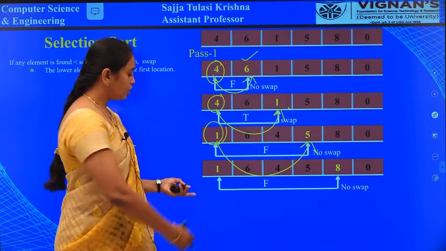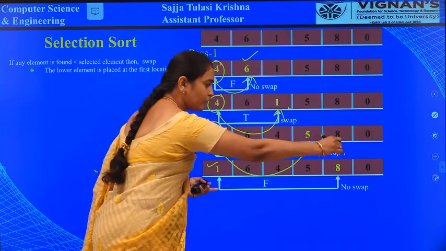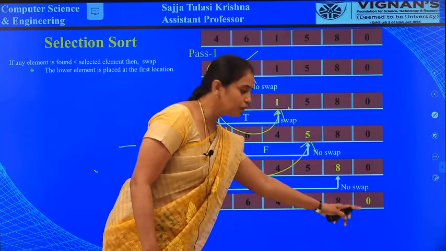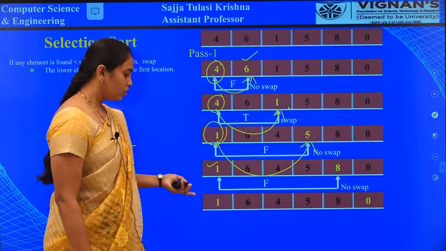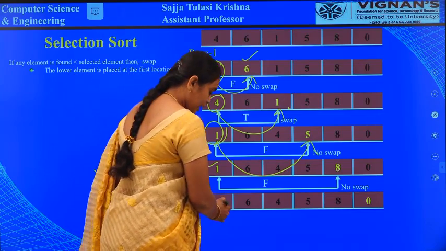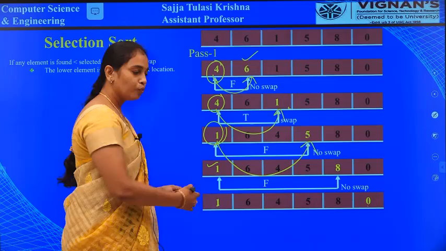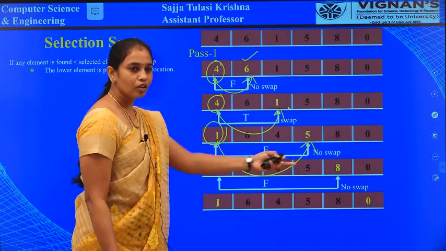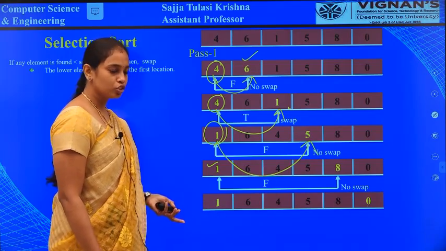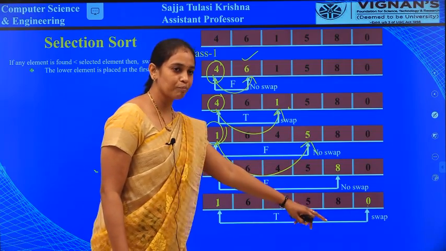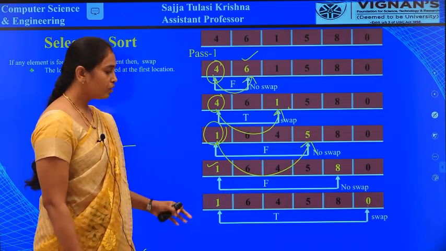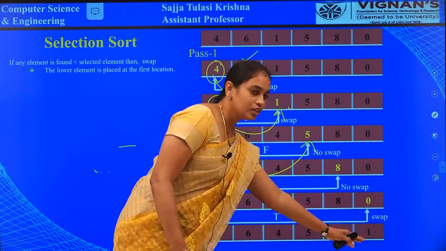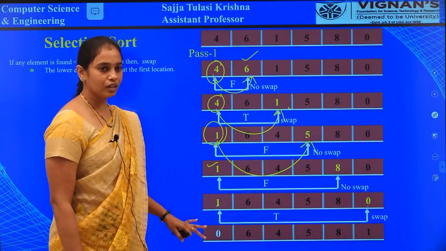Now see, again this number is compared to 0. The comparison is between 1 and 0. Which is the minimum element of these two? 0 is the minimum element. So now the condition is true and there is a swap. Now 0 is placed here and 1 is placed here. The remaining elements are there.